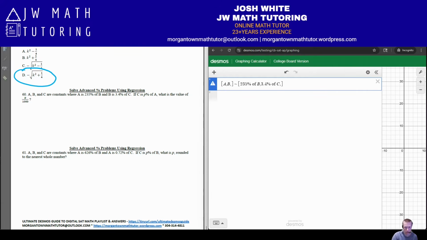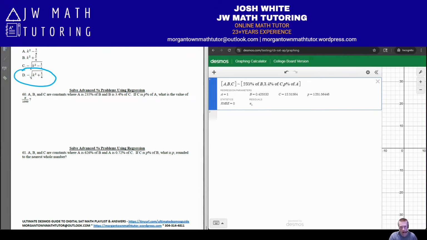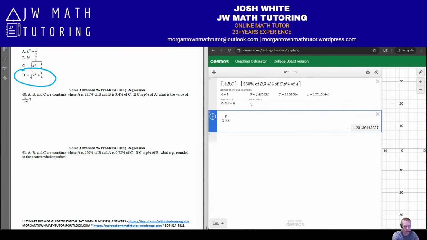Also, let me just stretch this out so you can see the whole thing. And then the last thing was C was P% of A. All right, so notice here, it found values for A, B, and C, and more importantly, it found a value for P. So what is the value of P over 1,000? There it is, exact same answer that we got previously.